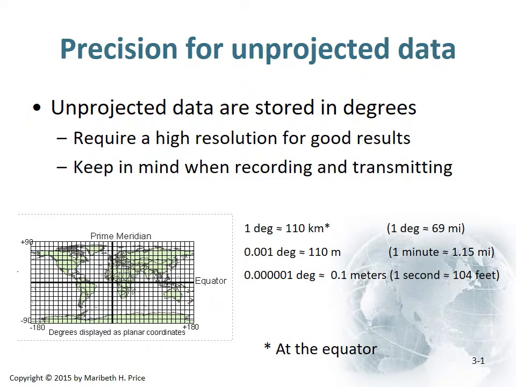0.001 degrees equals 110 meters. 1 minute equals 1.15 miles. 0.0000001 degrees equals 0.1 meters. 1 second equals 104 feet. These are measured at the equator. They vary a little bit as you move away from the equator towards the north and south poles, but we're not going to worry about the nuances of that in this class.